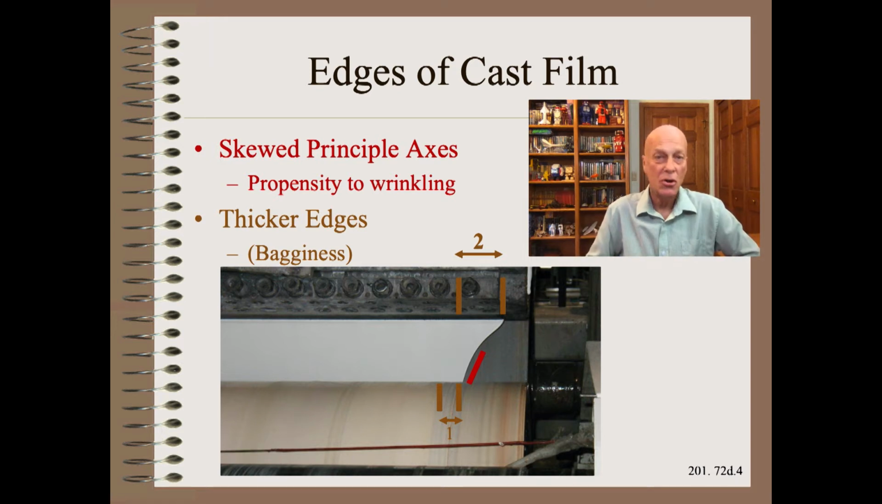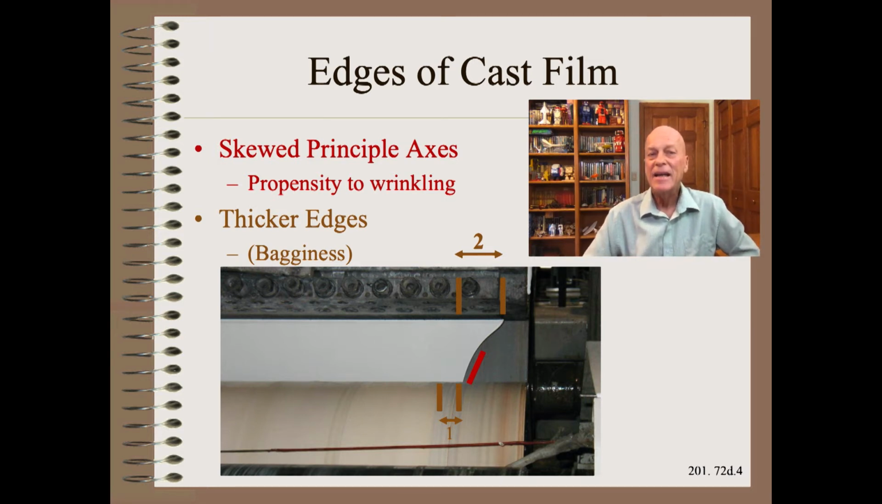The first, shown in red, are skewed principal axes. We covered principal axes in my Web 101 school, so we don't need to do that here. All we need to summarize here is that it results in a propensity to shear stresses and thus wrinkling when the edges are transported under normal tension through your and your customer's machine.